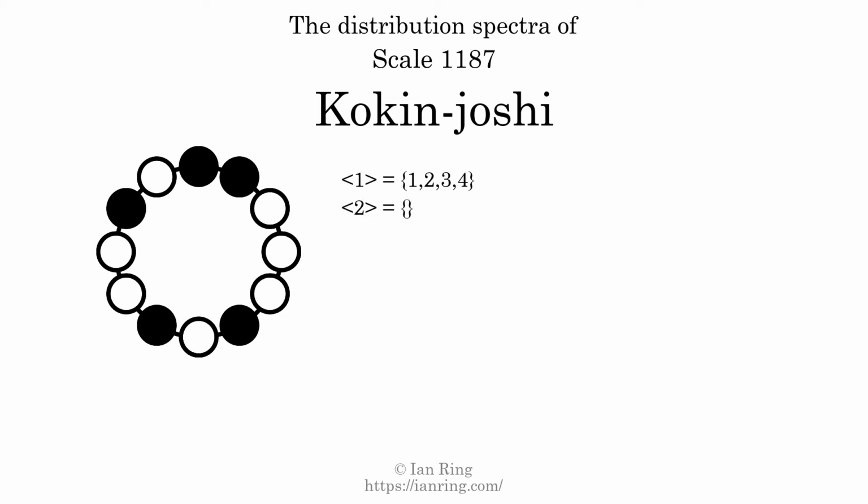The generic interval of 2 scale steps comes in 3 different specific interval sizes. 3 semitones, 5 semitones, and 6 semitones. The spectrum width of this generic interval is 3. The generic interval of 3 scale steps comes in 3 different specific interval sizes. 6 semitones, 7 semitones, and 9 semitones. The spectrum width of this generic interval is 3.